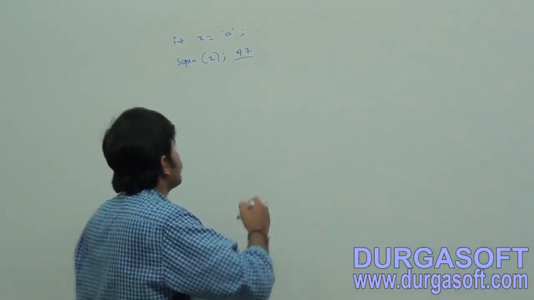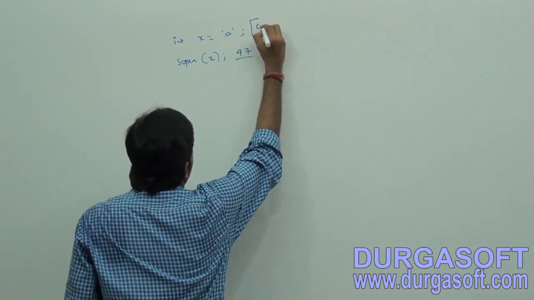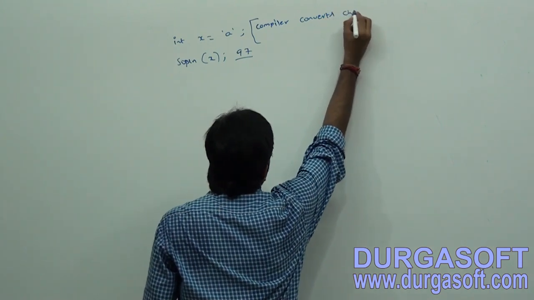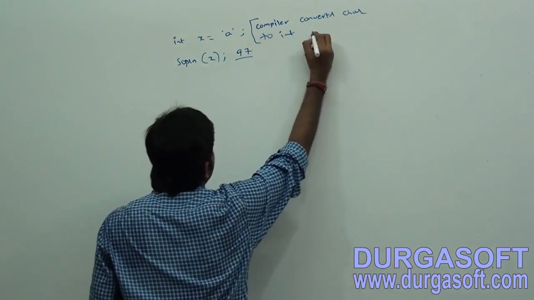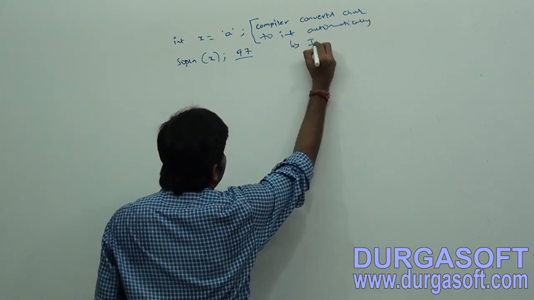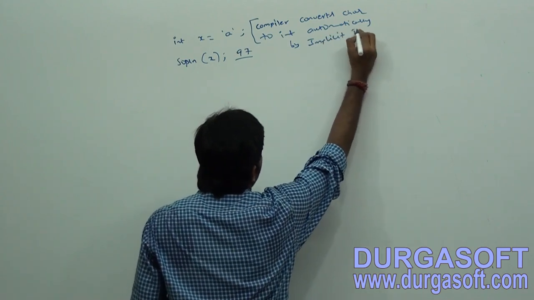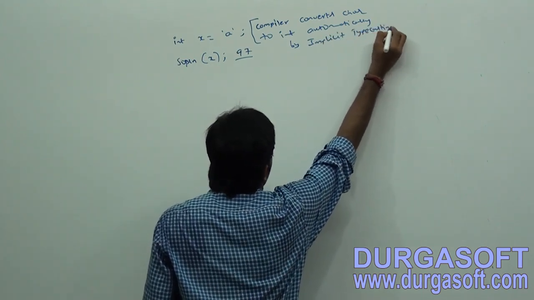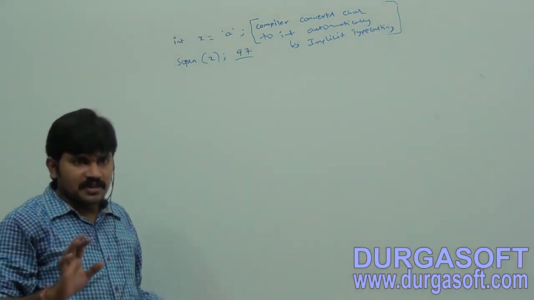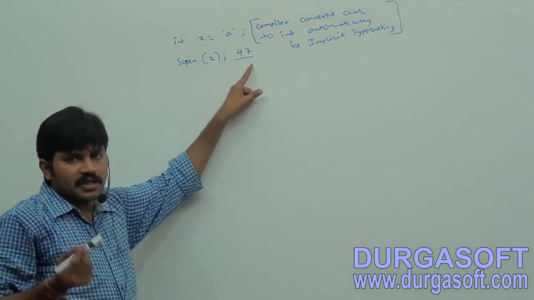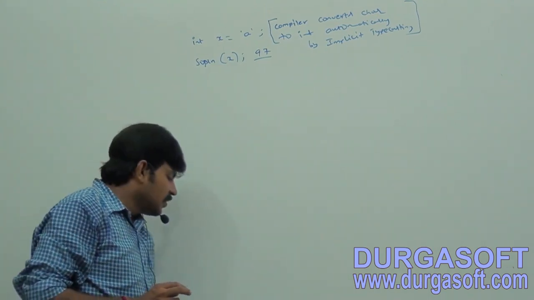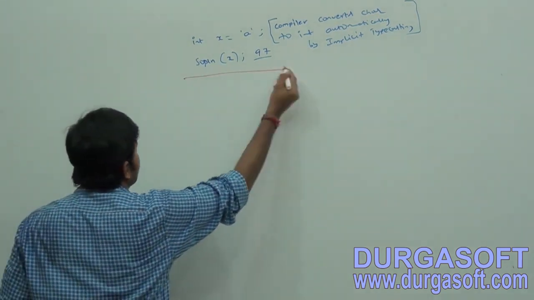Okay. Now observe this one. So internally the compiler converts char to int automatically by implicit typecasting. This type of conversion is by default considered as implicit typecasting. I hope you people are aware. But actually I provided char, but now I am getting 97. Same here, observe this one.